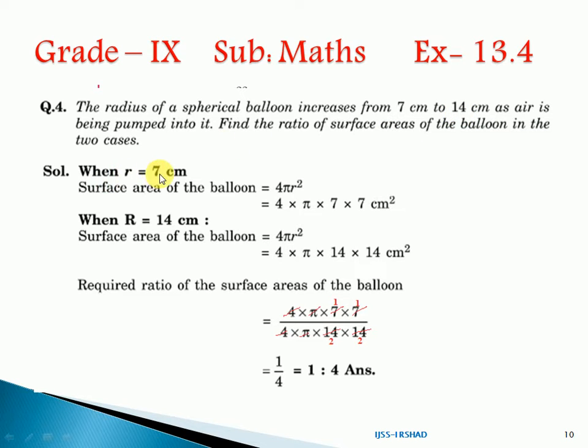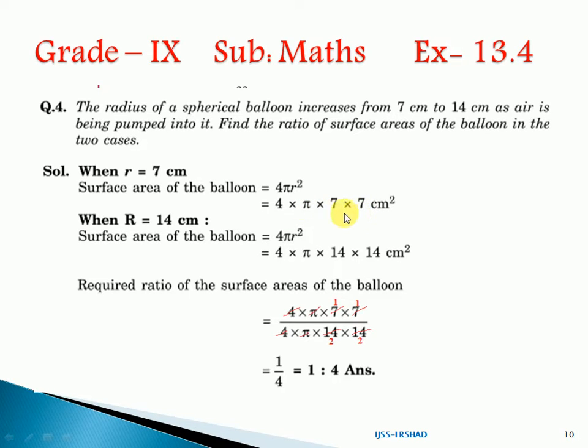See here, when the radius was 7 centimeter. For the first case radius I have taken small r, and for the second case radius I have taken capital R. So when the first case radius was 7 centimeter, then I will find that surface area of balloon is equal to 4 pi r square. Just substitute the value. 4 into pi is the same like pi, because we are going to find the ratio, so don't calculate it.